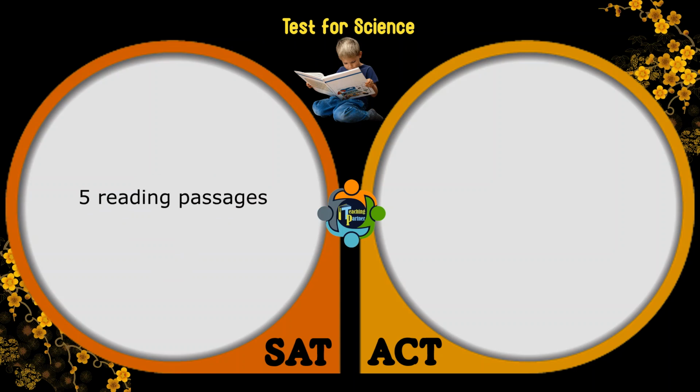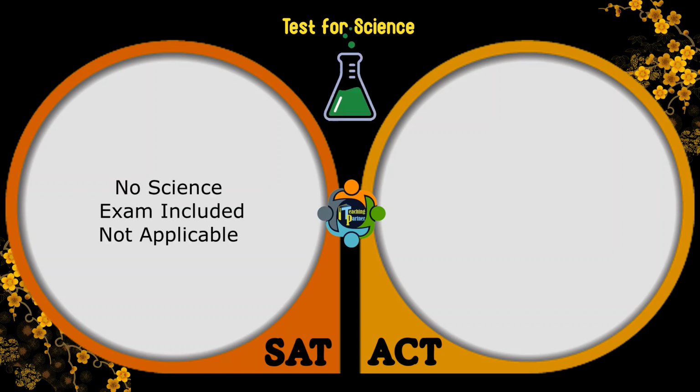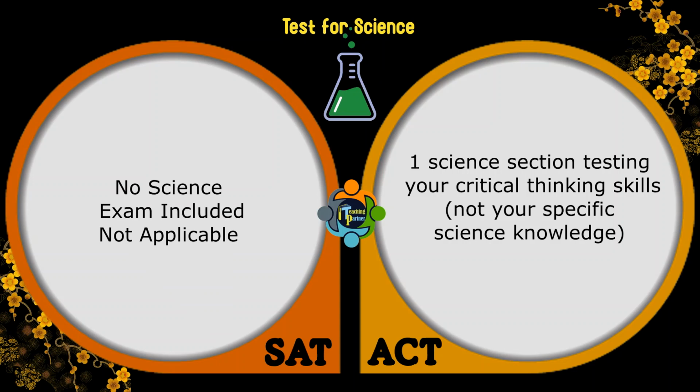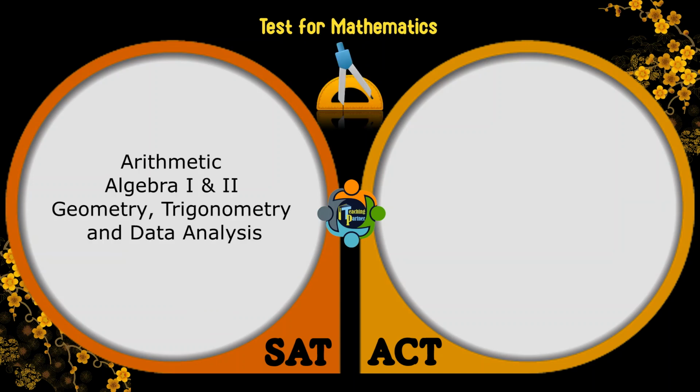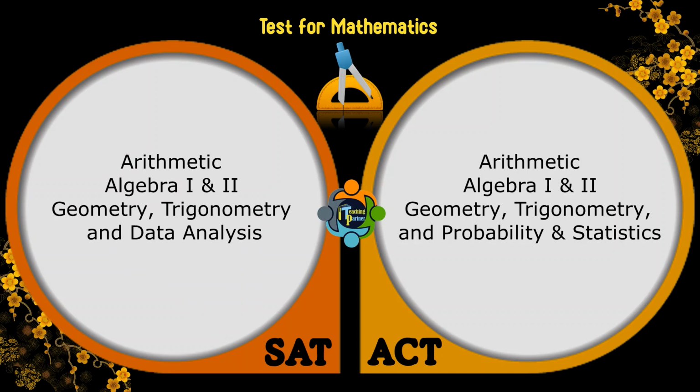In terms of reading, for the SAT there are 5 reading passages, whereas in the ACT exam there are 4 reading passages. In terms of science, there is nothing tested in a science section on the SAT, whereas the ACT has one science section testing your critical thinking skills, not your specific science knowledge. In terms of mathematics, the SAT covers arithmetic, algebra 1 and 2, geometry, trigonometry, and data analysis, whereas the ACT math syllabus contains arithmetic, algebra 1 and 2, geometry, trigonometry, and probability and statistics.